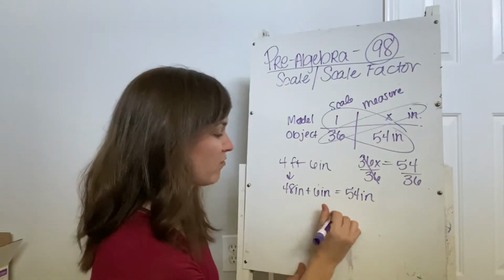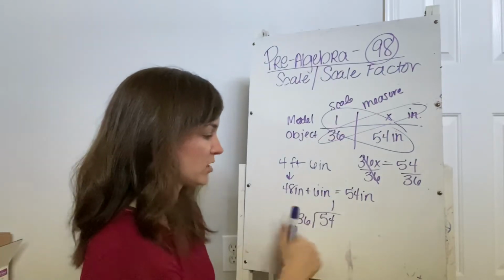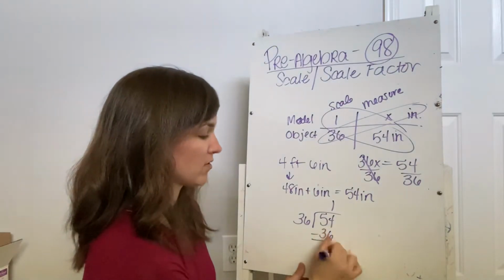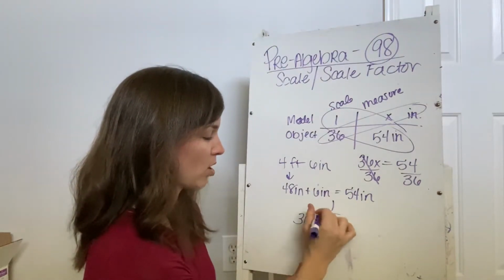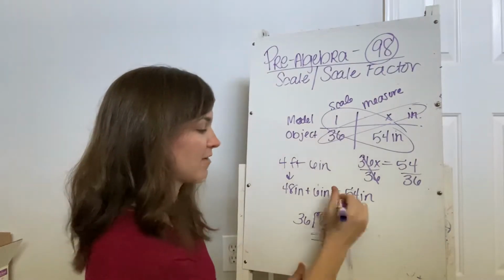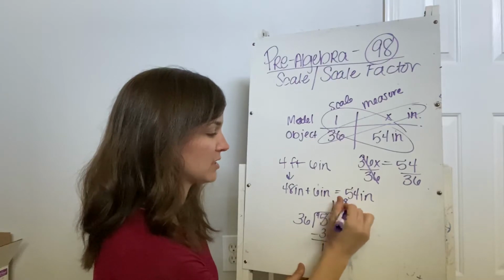So you can do 54 divided by 36. Well, that goes in 1 time. 1 times 36 is 36. We subtract, and that would give us 18 left over. So we're talking about 1 and 18 over 36.